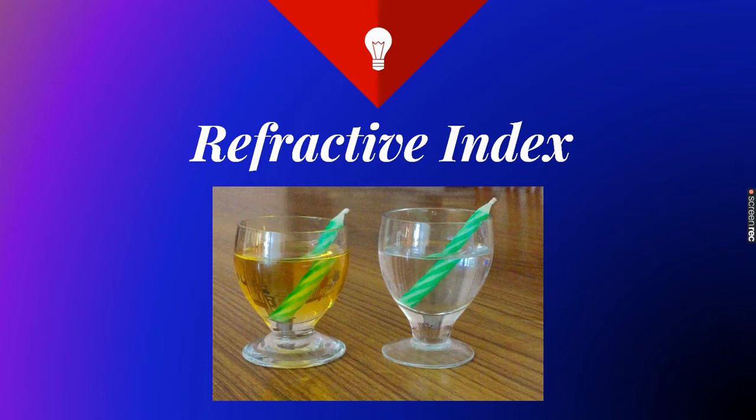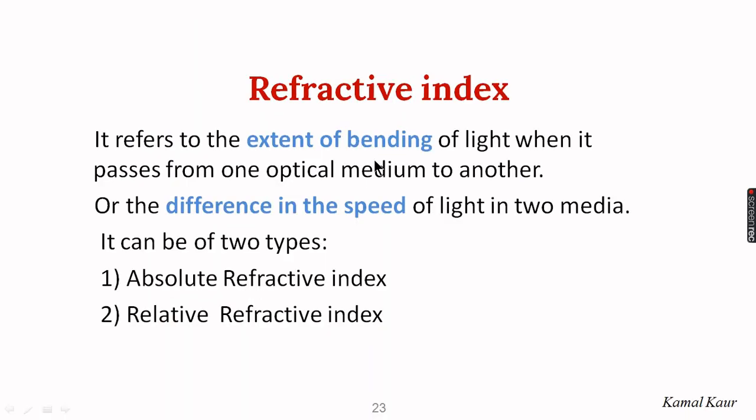Today we will learn to measure this extent of bending, and that physical quantity which measures this bending is called refractive index, and we define it as the extent of bending of light when it passes from one optical medium to another. We divide refractive index into two types: absolute refractive index and relative refractive index.